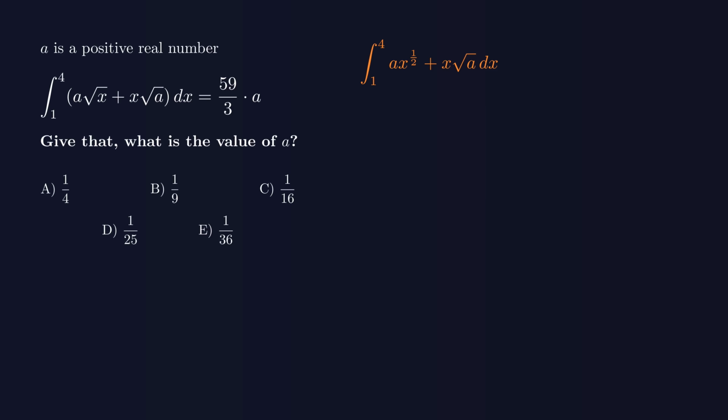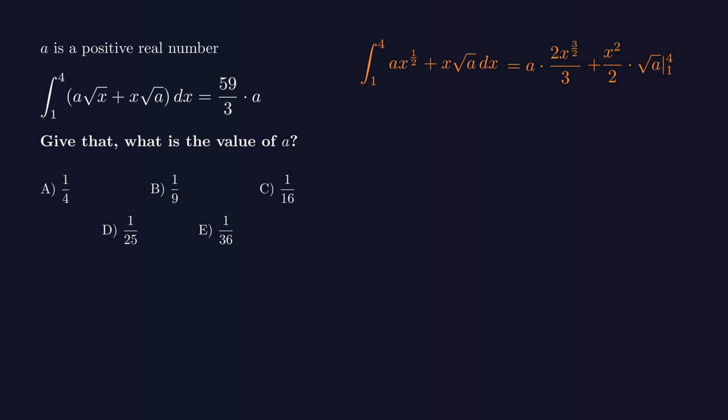Now to integrate this, in the first part, since a is constant, we just bring it out front. For x, we increase the exponent by 1 and divide by the new exponent. In the second part, square root of a is again a constant, so we take it outside. For x, again we increase the exponent by 1 and divide by the new exponent.